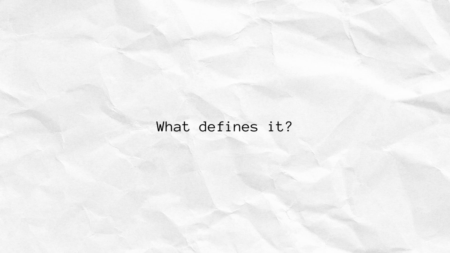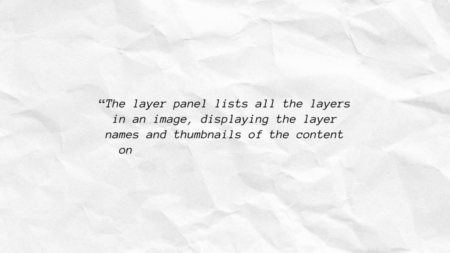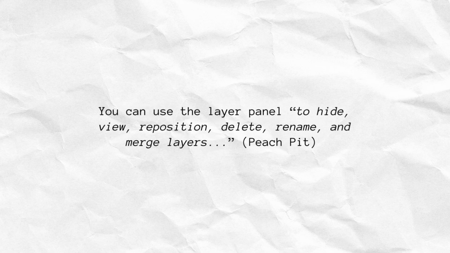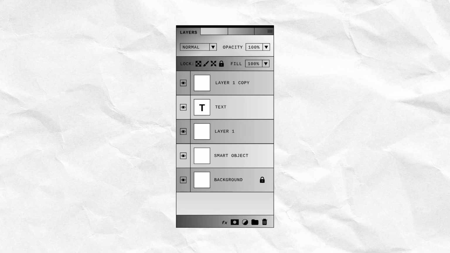The best definition I could find came from a blog post. It explains that the layer panel lists all the layers in an image, displaying the layer names and thumbnails of the contents of each layer. It adds that you can use the layer panel to hide, view, reposition, delete, rename, and merge layers. The panel can either be located on the right-hand side or the left-hand side of your screen, and it often looks like this depending on the software or program that you're using.